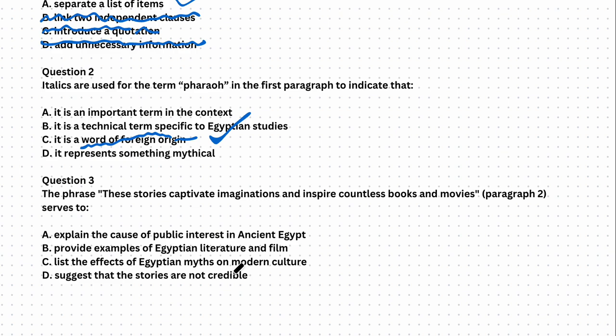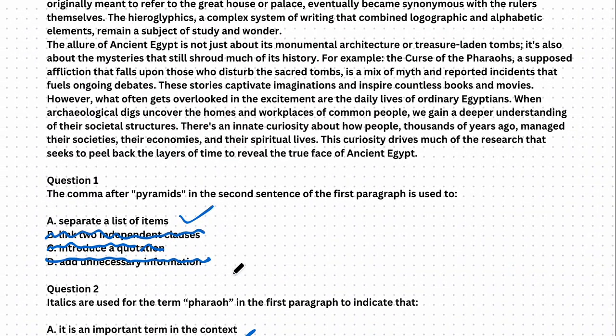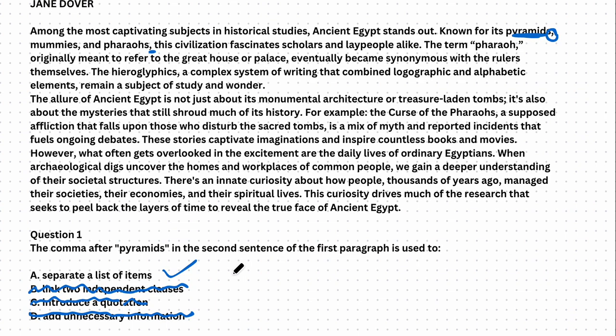So the phrase, these stories captivate imaginations and inspire countless books and movies. So if we scroll up, in paragraph 2, it tells us about the allure of ancient Egypt. For example, the curse of the pharaohs, a supposed affliction that falls upon those who disturb the sacred tombs, is a mix of myth and reported incidents that fuels ongoing debates. These stories captivate imaginations and inspire countless books and movies. However, what often gets overlooked in the excitement are the daily lives of ordinary Egyptians.